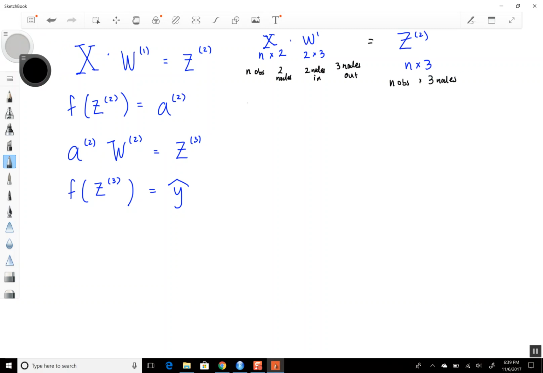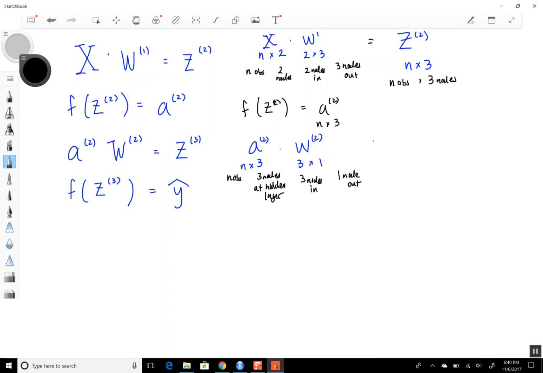We apply the function to z, and it applies element-wise, so A2 is still going to be n by 3. And then A2, our activations here, is n by 3. And W2 is going to be 3 by 1 in our situation. So this is n observations and then 3 nodes at the hidden layer. And then W2 is 3 nodes going in, and we have 1 node out.